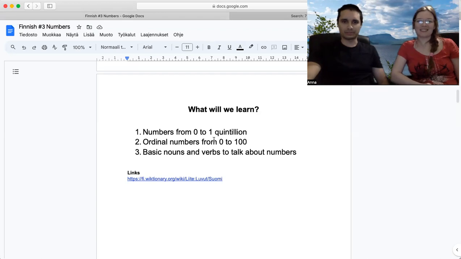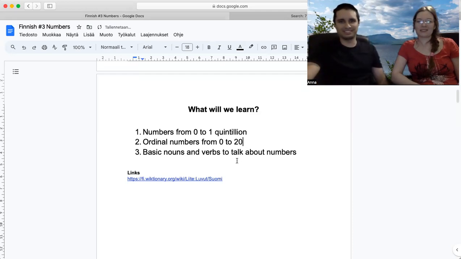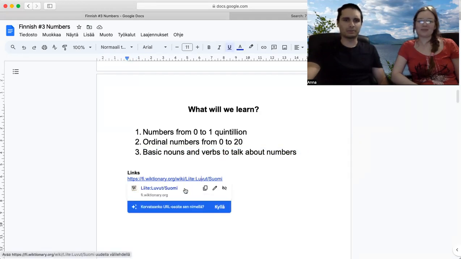Then ordinal numbers from, I would say, 0 to 20. And then some basic nouns and verbs to talk about numbers. I'll also open this later.